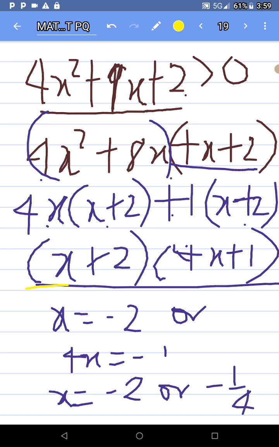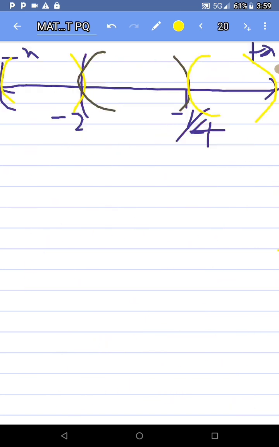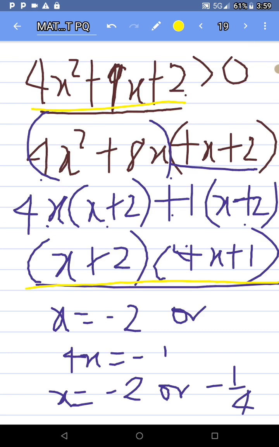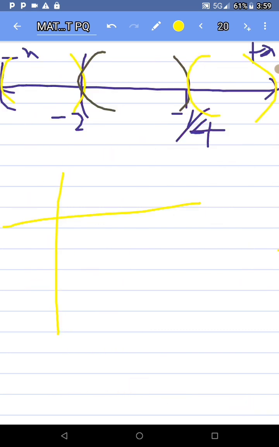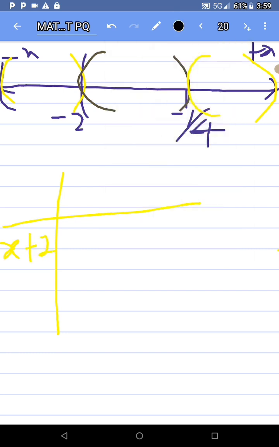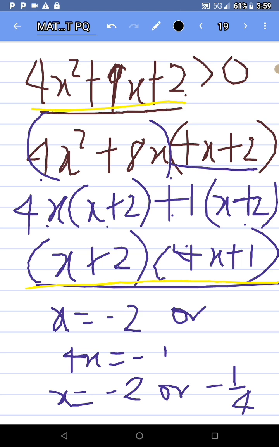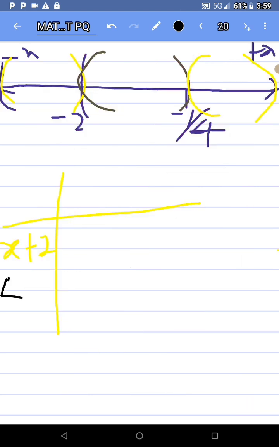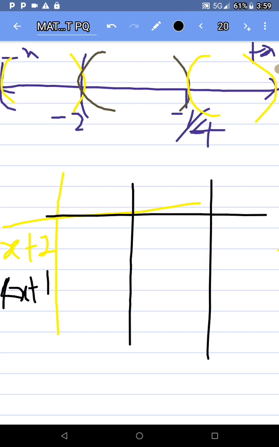Now these are our 2 factors to this question. Let's write them: x plus 2, and the second one, 4x plus 1. We have 3 regions: region 1, region 2, region 3. Now what do we do?